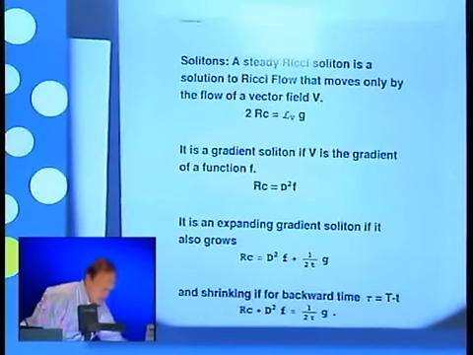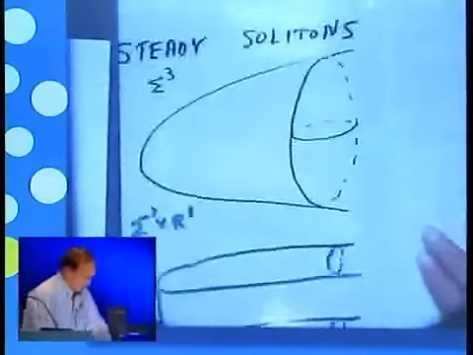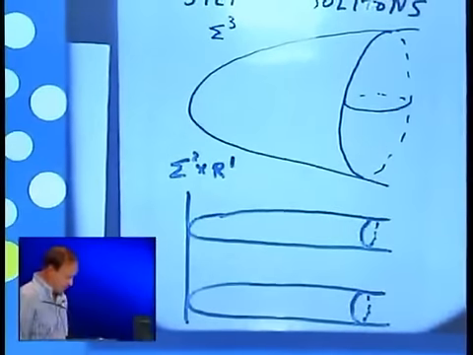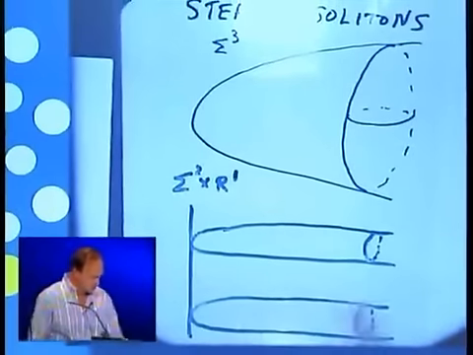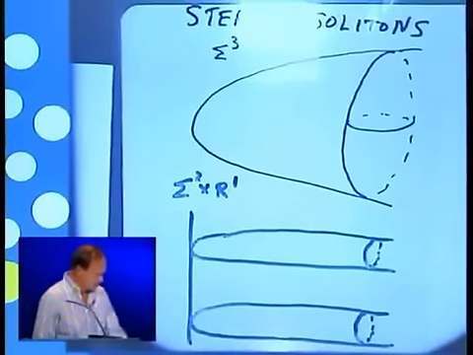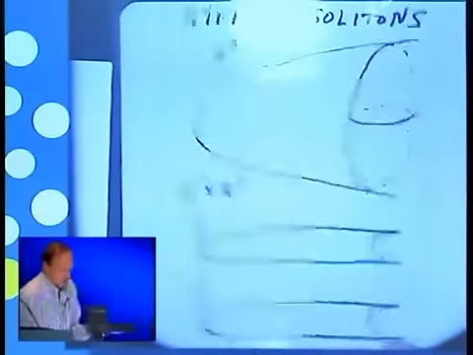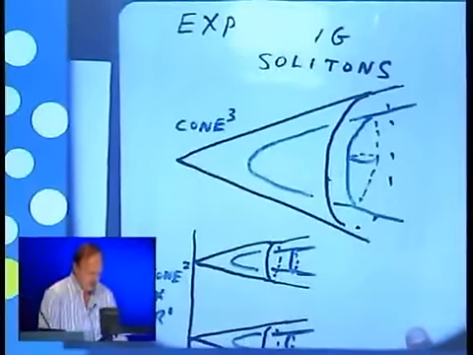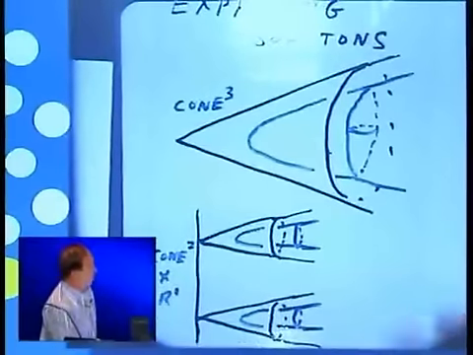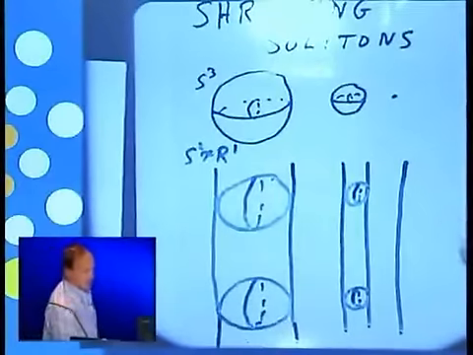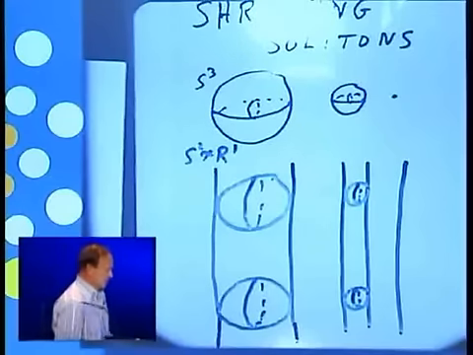And here's some pictures. Here's steady solitons. There's this one which is quite round, opens like a parabola. There's this two-dimensional one I call the cigar, and here the cigar is cross R1 to make it three-dimensional. And you can also have expanding solitons, like coming out of a cone, or a lower dimensional cone cross R1, or you can have shrinking solitons, like these, S3 shrinking to a point, or S2 cross R1 shrinking down to a line.